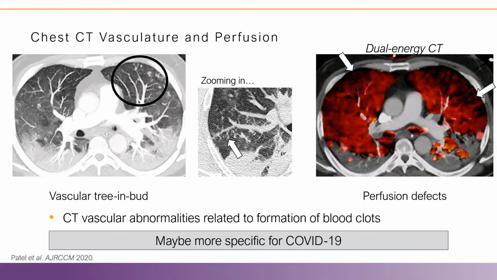It also showed that the CT vascular tree in bud pattern was predictive of patients who would experience longer days in hospital as well as longer days on mechanical ventilation. So perhaps the vascular findings might be more specific for COVID-19 compared to the findings I showed on the previous two slides.